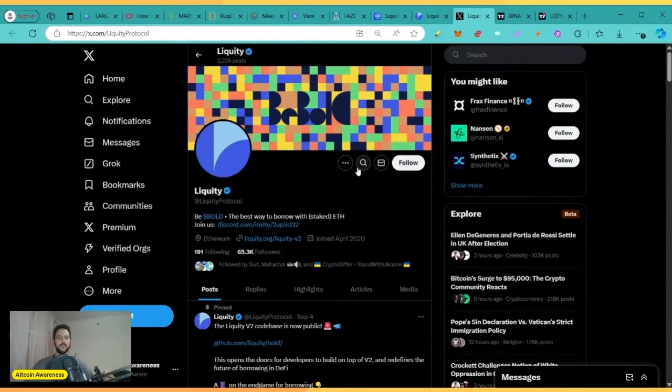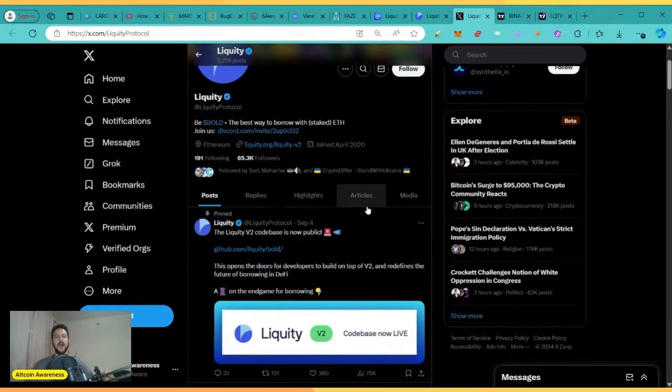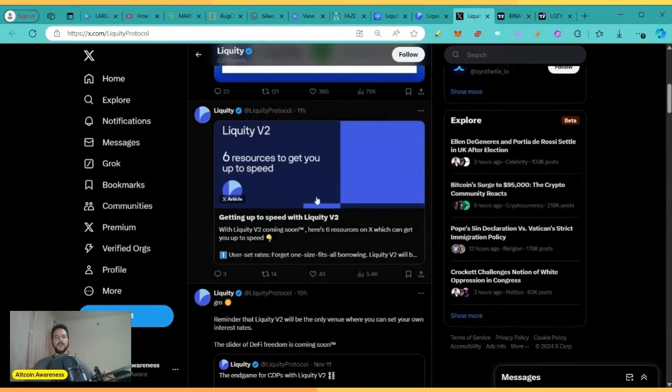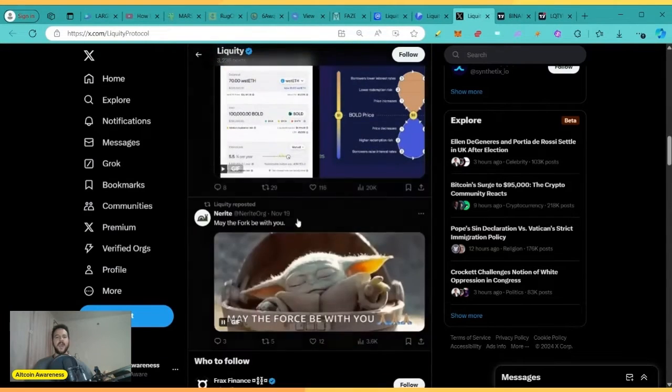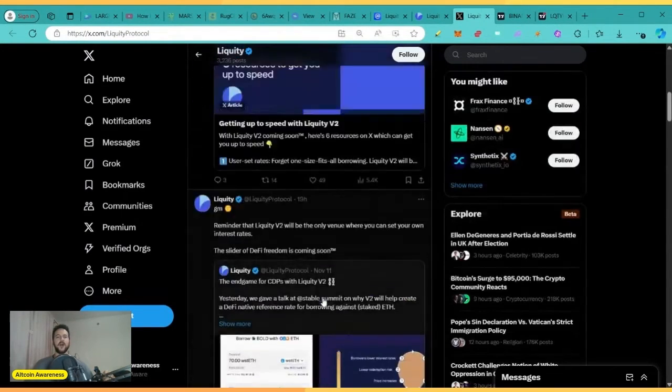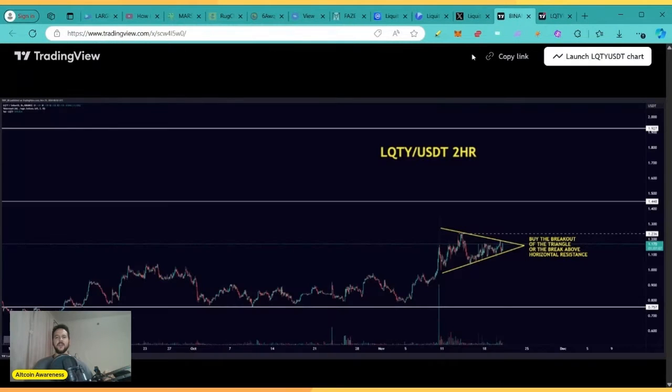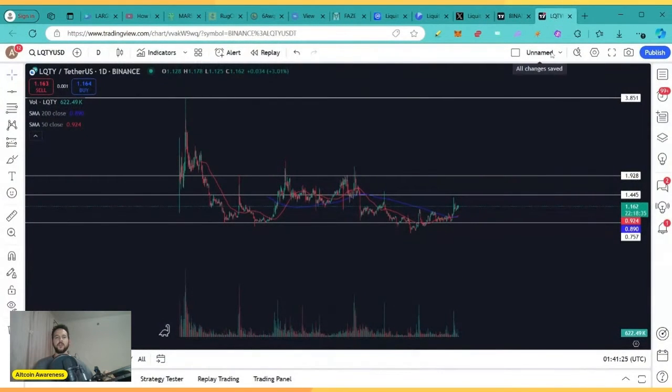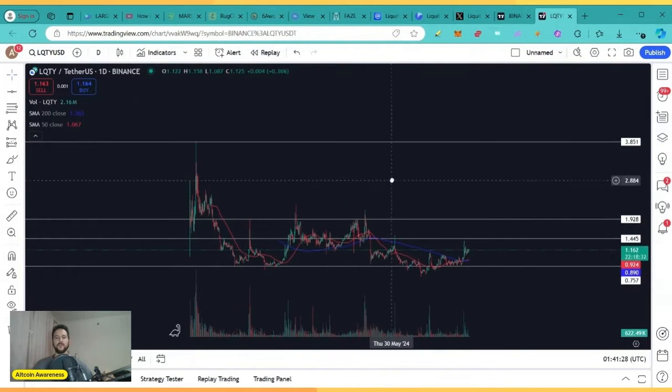This is their X account. You can find it at Liquity Protocol. Look what it says here. Be bold. The best way to borrow with staked Ethereum. Now, this token was created back in 2021, as we saw earlier, but they only have 65,000 followers, which is not impressive in my eyes. And they haven't been active on X. I mean, they have, but not every single day. That's why they don't have that many followers. But the main reason that I wanted to bring LQTY to your attention is because it has a nice bullish pattern going on all the way down here.